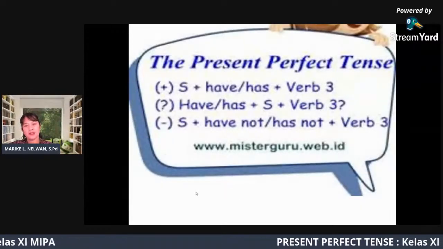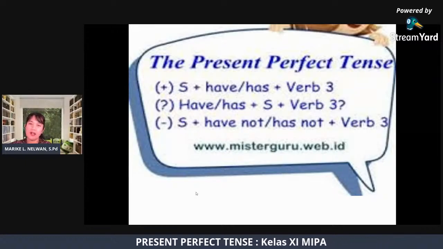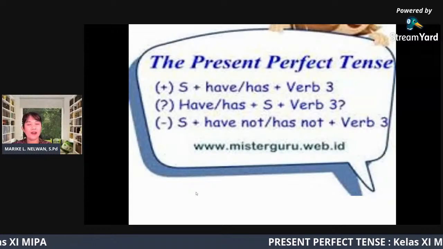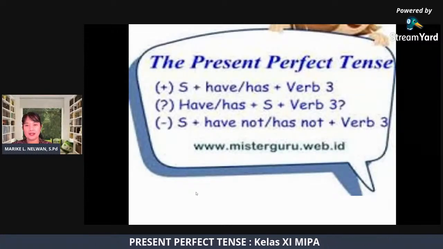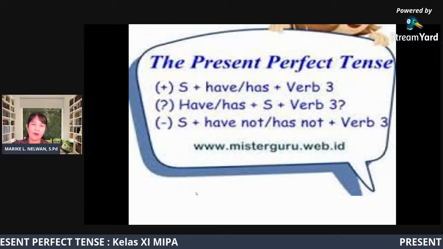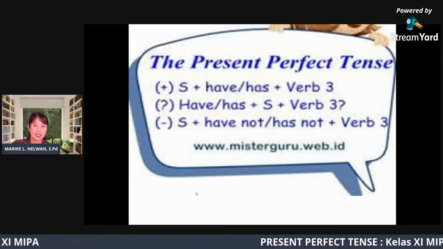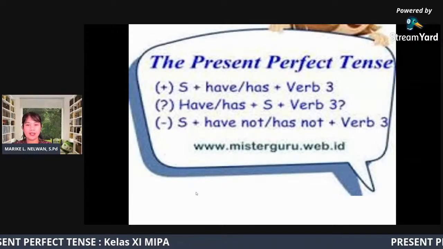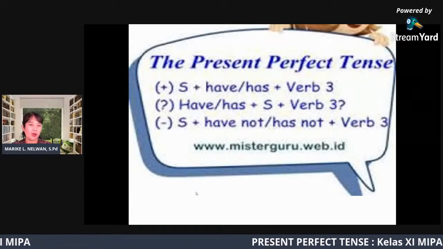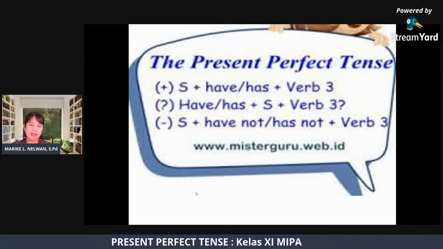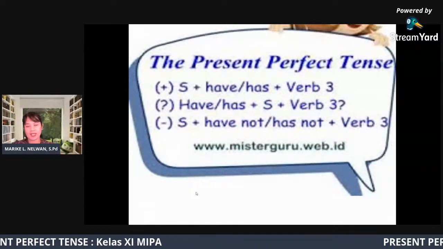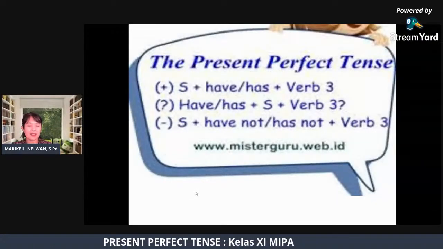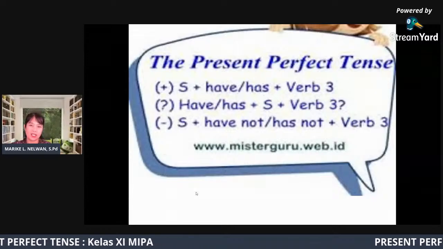Let us look the formula or the pattern of present perfect tense. As I told you before, that for affirmative sentence, we can use subject plus have or has plus verb 3. For negative sentence, we can use subject plus have not atau has not plus verb 3. And for interrogative sentence, we can use have or has first plus subject plus verb 3.